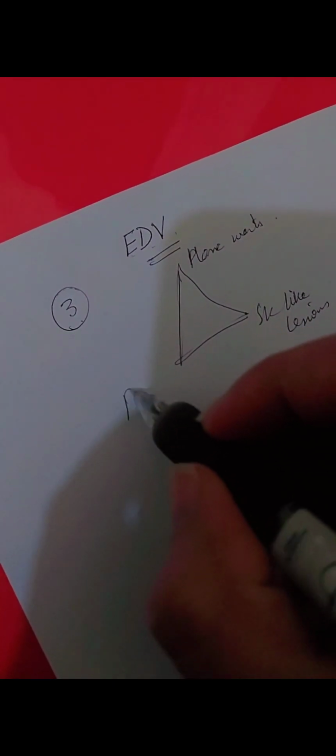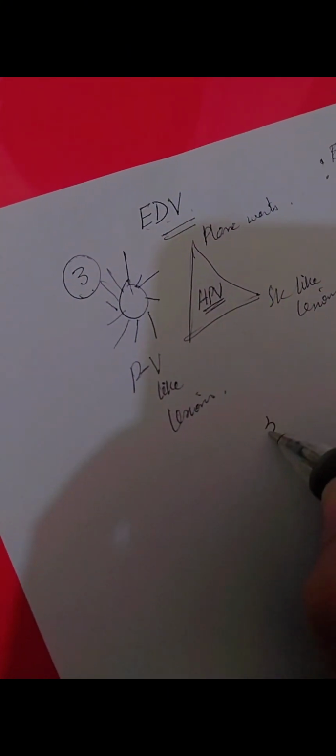The third topic is EDV, or epidermodysplasia verruciformis. Three things about this are plane warts, SK-like lesions, and the third thing is pityriasis versicolor-like lesions. Two genes, EVER1 and EVER2. One important thing is sun exposure. Photosensitivity is positive in these patients, and the role is of human papillomavirus.